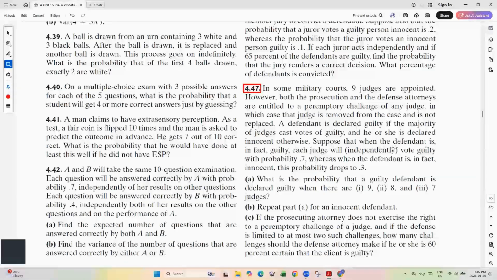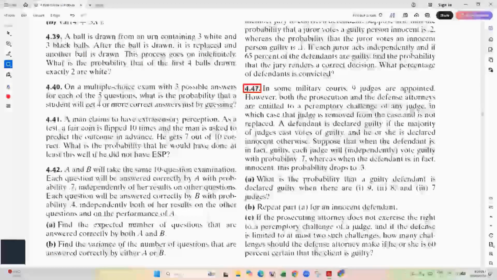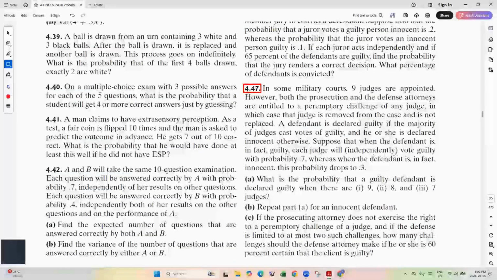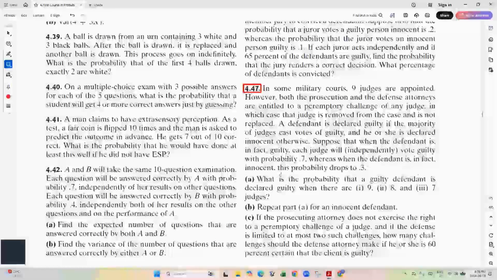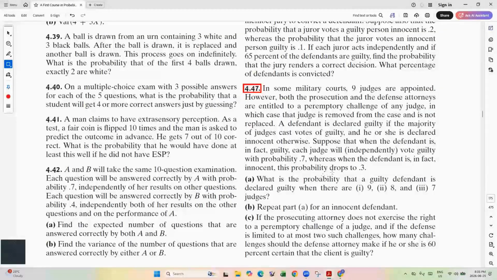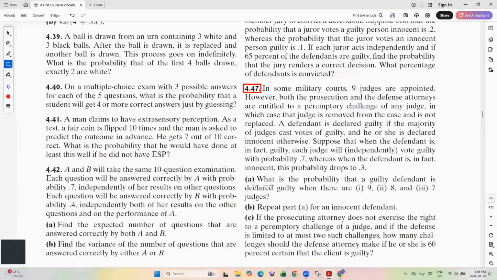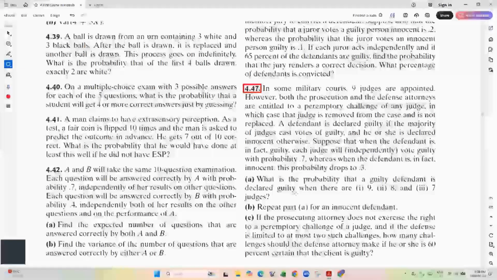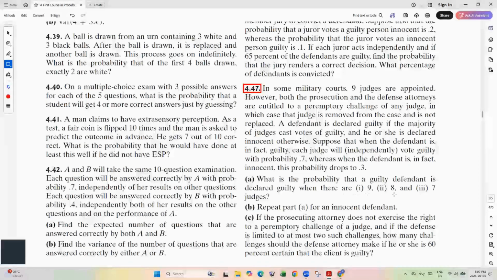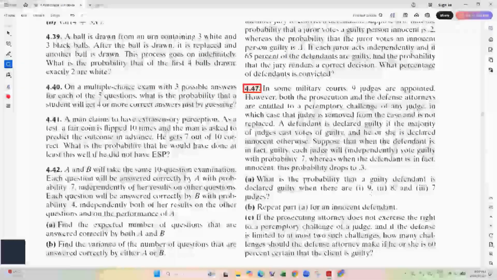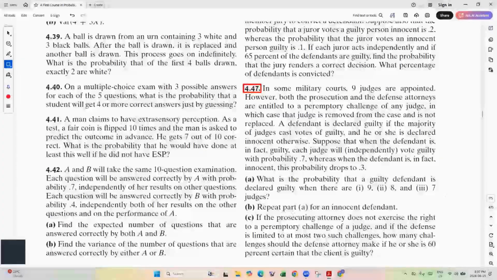Suppose that when the defendant is in fact guilty, each judge will independently vote guilty with probability 0.7, whereas when the defendant is in fact innocent, this probability drops to 0.3. A. What is the probability that a guilty defendant is declared guilty when there are 9, 8, and 7 judges? B. Repeat part A for an innocent defendant.